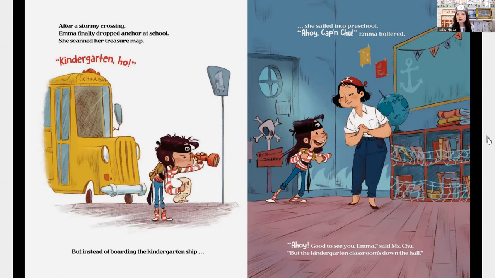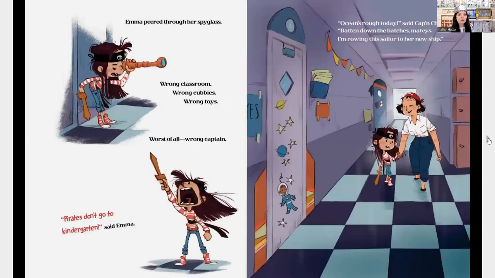Ahoy, Captain Chew! Emma hollered. Ahoy! Good to see you, Emma, said Miss Chew. But the kindergarten classroom is down the hall. Emma peered through her spyglass. Wrong classroom. Wrong cubbies. Wrong toys. Worst of all, wrong captain. Pirates don't go to kindergarten, said Emma. Ocean's rough today, said Captain Chew. Batten down the hatches, mateys. I'm rowing this sailor to her new ship.